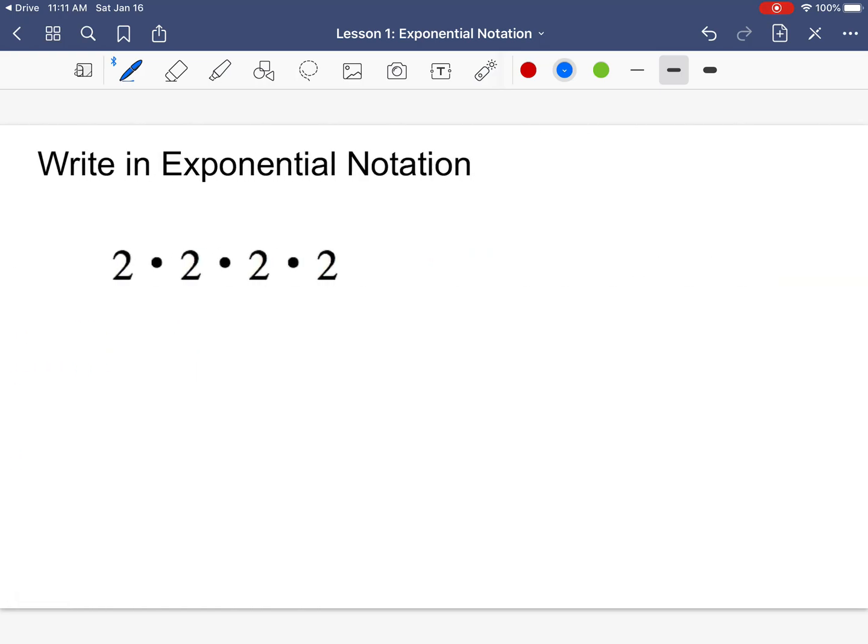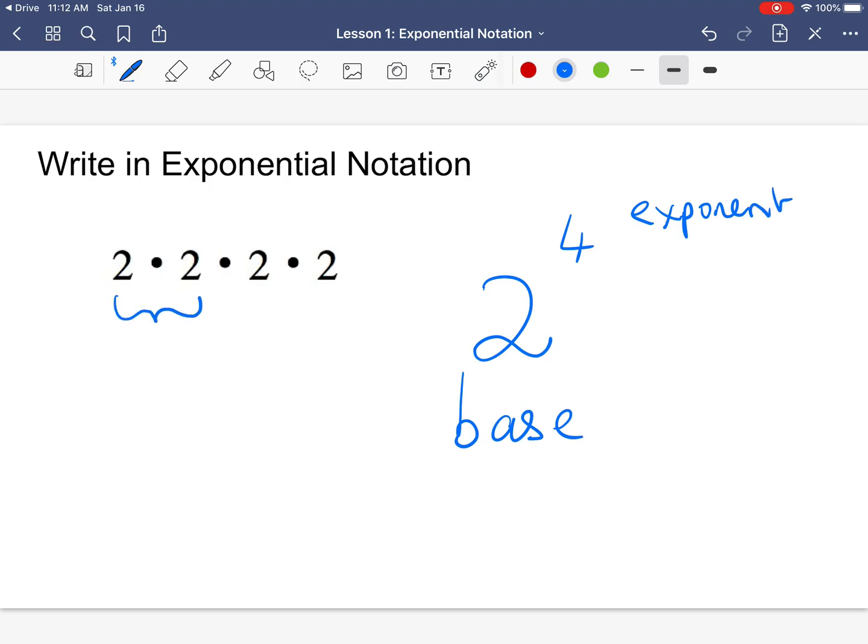Let's write 2 times 2 times 2 times 2 in exponential notation. 2 is the base. That's the base. And it is multiplied 4 times. So it's 2 to the power of 4, and 4 is the exponent. And if you were to evaluate that, 2 times 2 is 4, 4 times 2 is 8, 8 times 2 is 16.